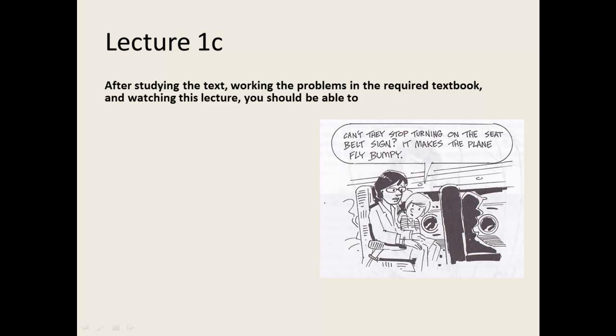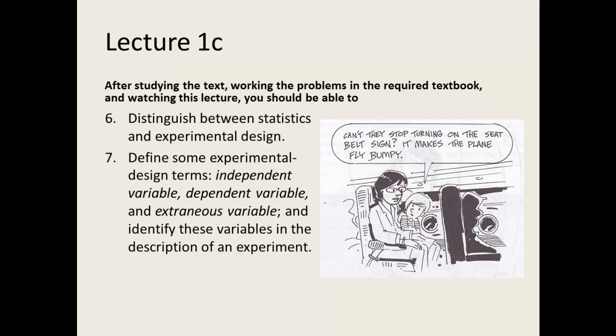In this lecture, we will put some context into why the field of statistics is important. We'll begin by distinguishing between statistics and experimental design. Then we'll define some key experimental design terms and identify these variables in the description of an experiment. And finally, we will describe the relationship of statistics to epistemology.